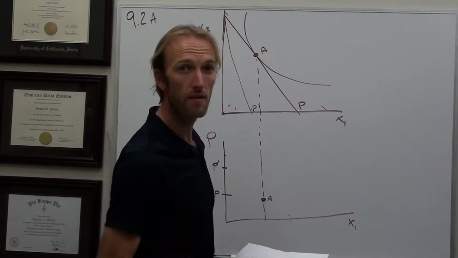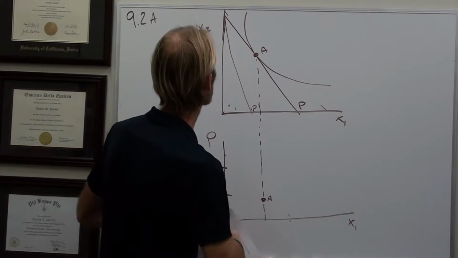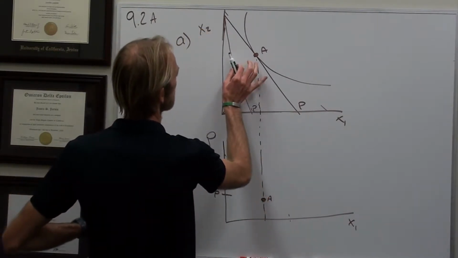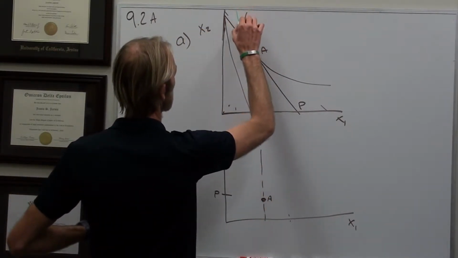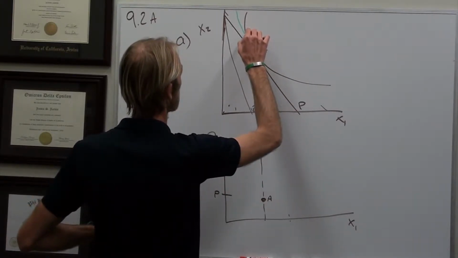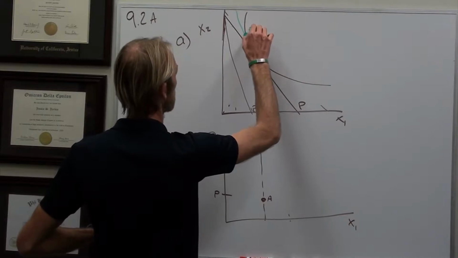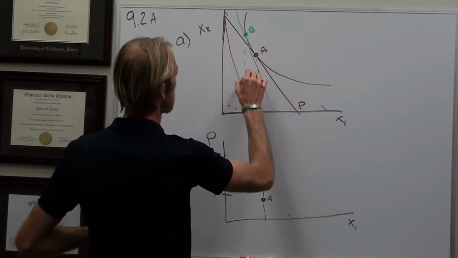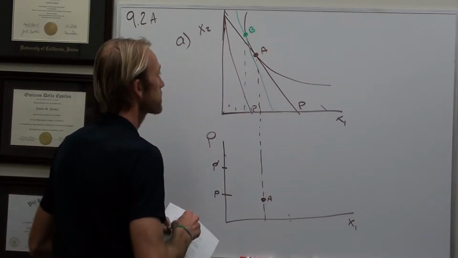Well, in order to do that, I have to disaggregate the substitution effect. So let's figure out where the substitution effect would be. Let's compensate this so it's right about here or so. And then moving from A to point B is the substitution effect.